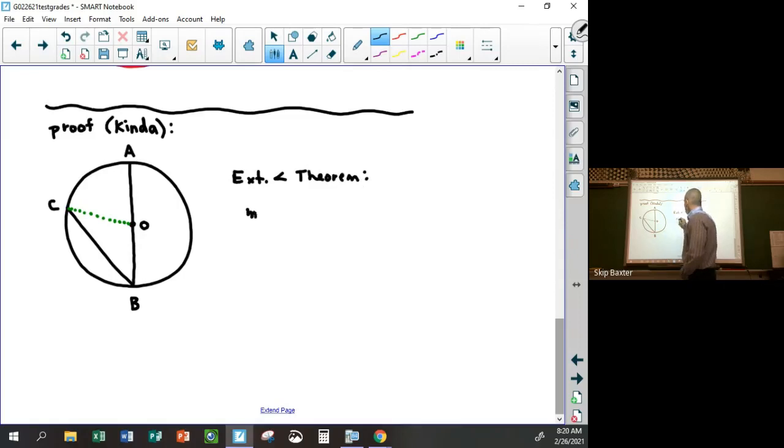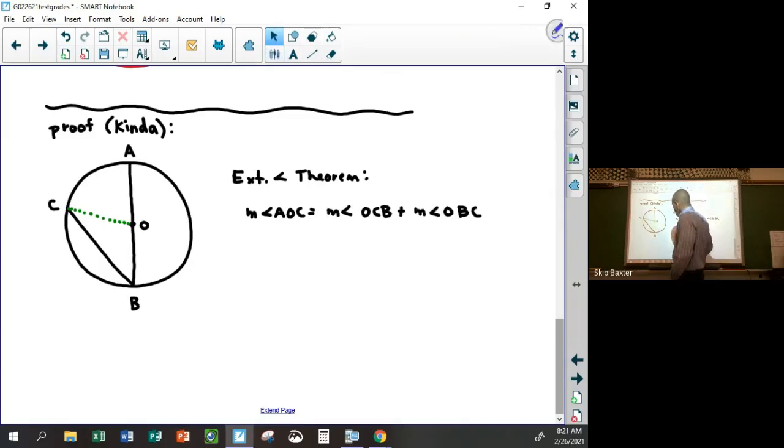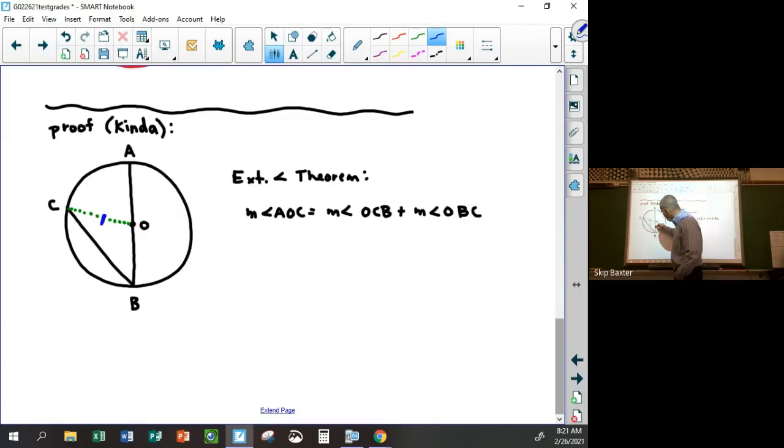I know that the measure of angle AOC equals the measure of angle OCB plus the measure of angle OBC. This angle has to equal the sum of these two angles. You remember that from long ago, right? But if you look at what I have here, this is a radius. This is also a radius, so these are the same length. And what's true about an isosceles triangle like this, and its angles?